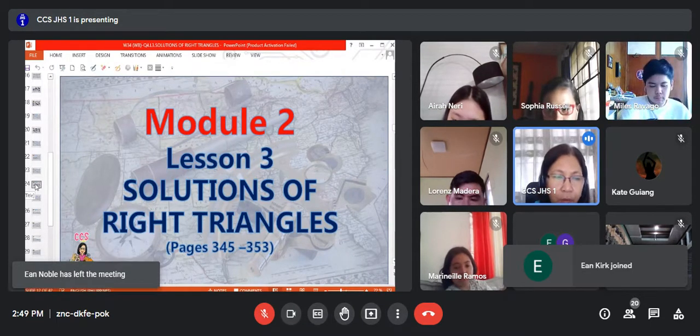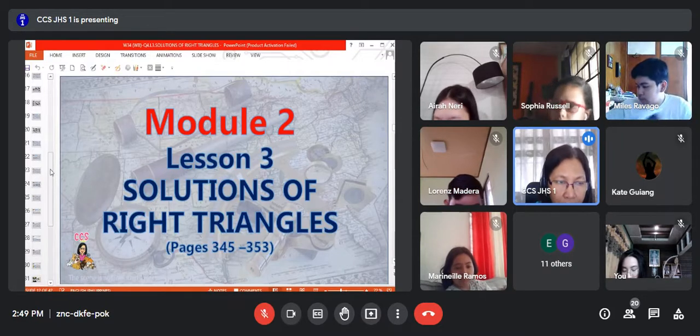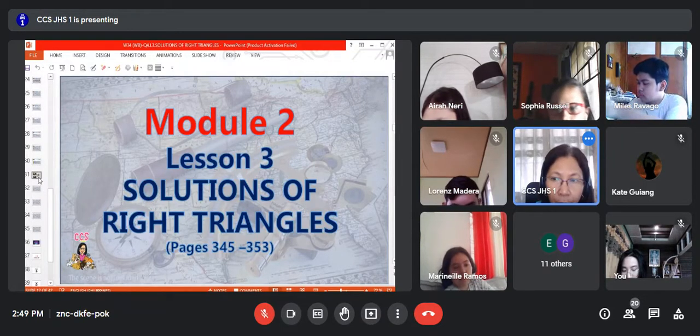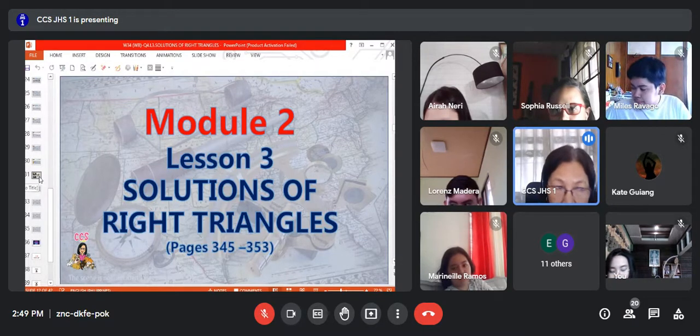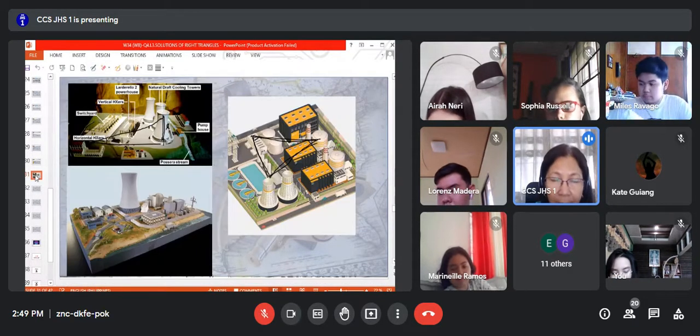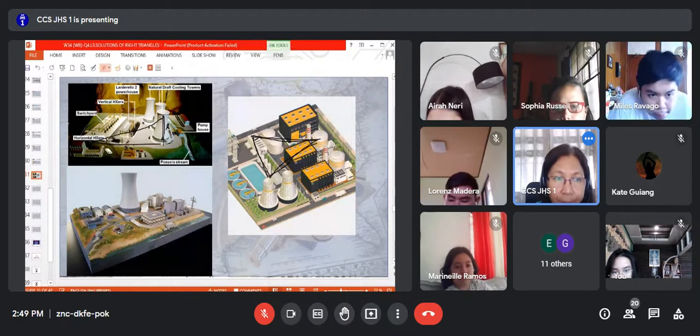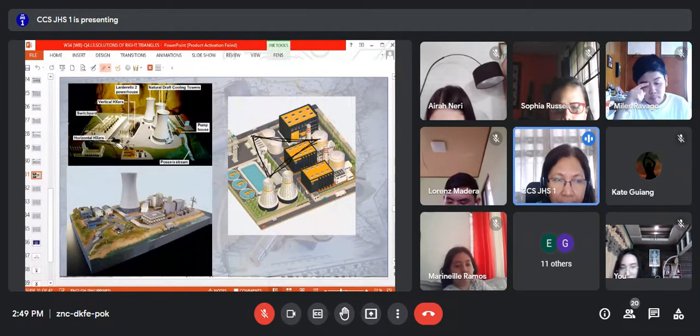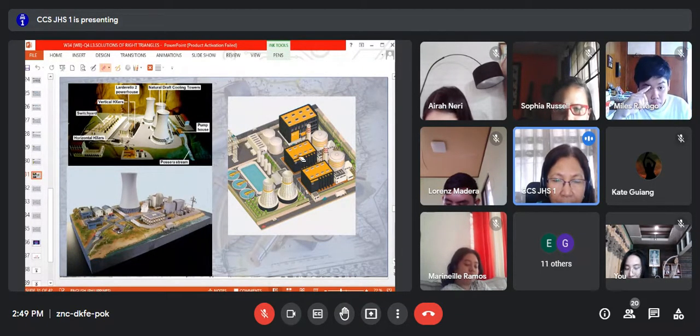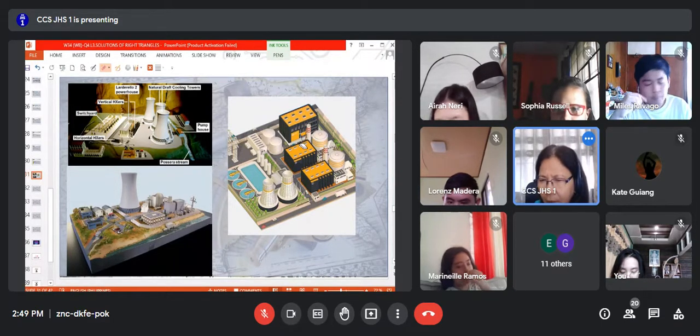Okay, what are we going to do? What will you do, 9H? We're going to make a diorama of a power plant like this. Okay, these are samples of a power plant diorama. Were you given dimensions? Not yet.